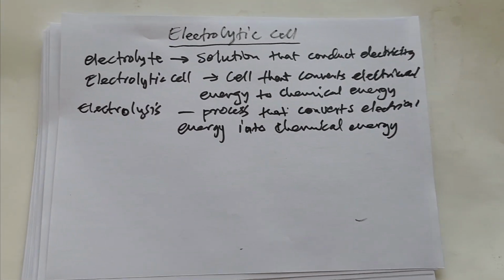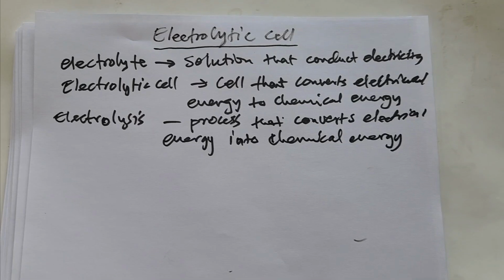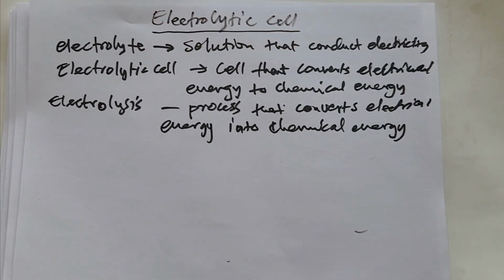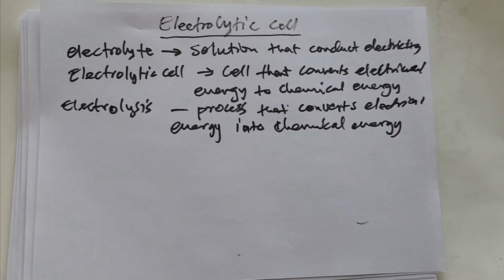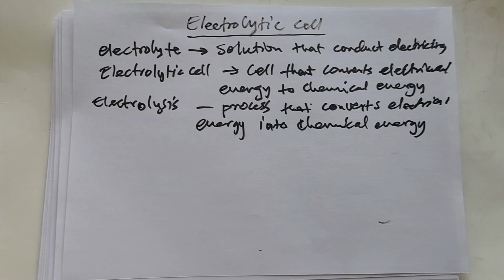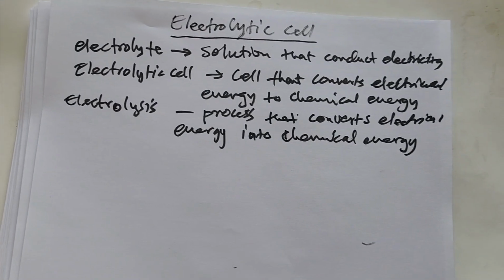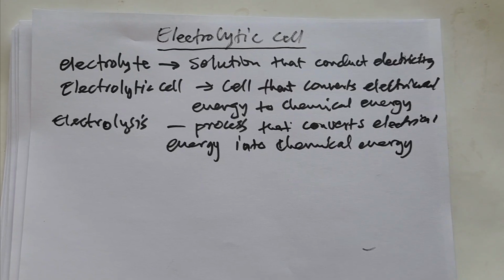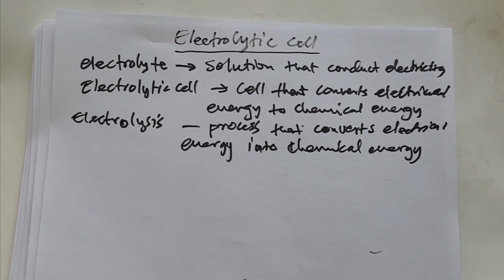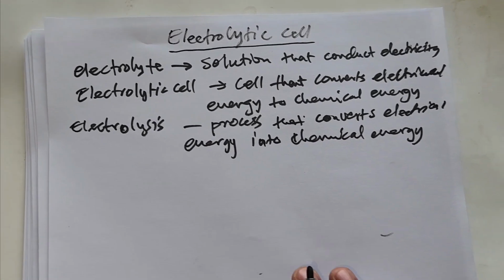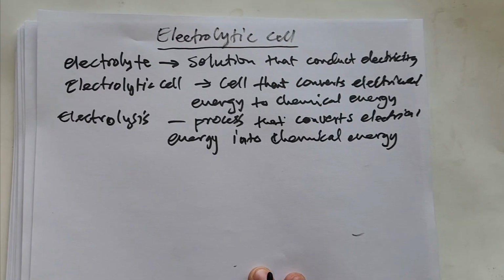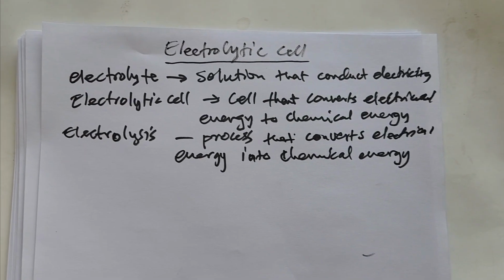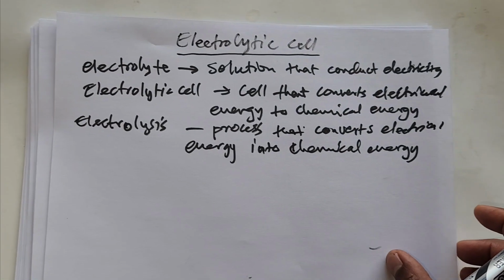Now in the electrolytic cell, we have got two cells that are going to be studied. In fact, we are having four cells. The difference is that two of the cells are using active electrodes, whereas the other two are using inactive electrodes. Now let's classify them.